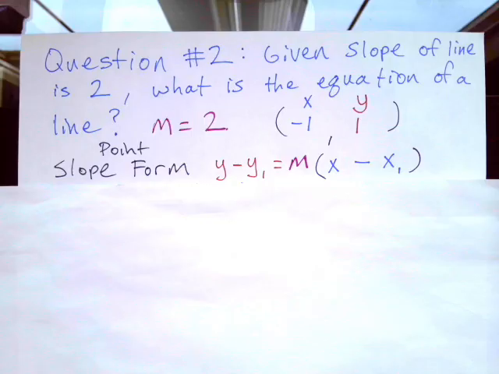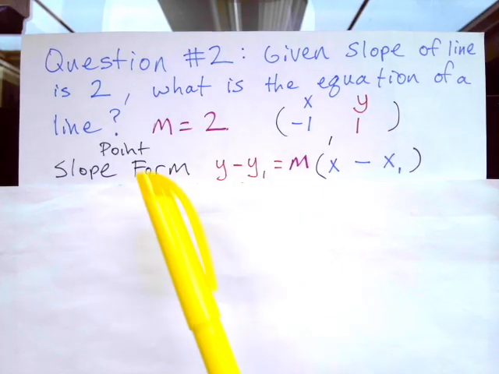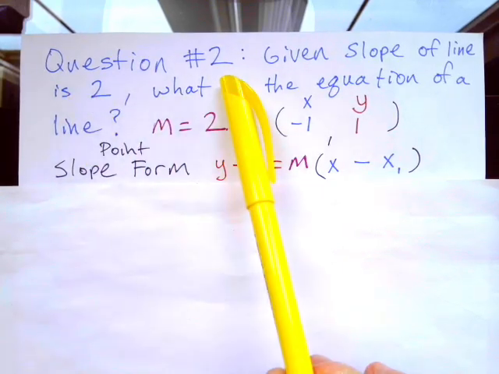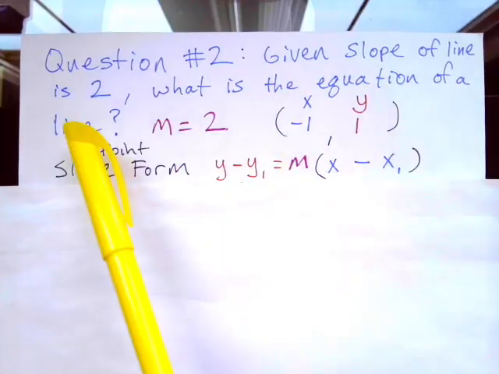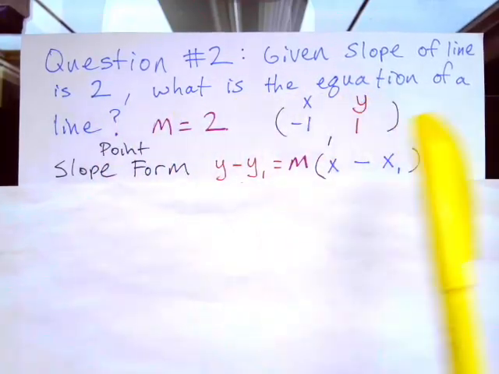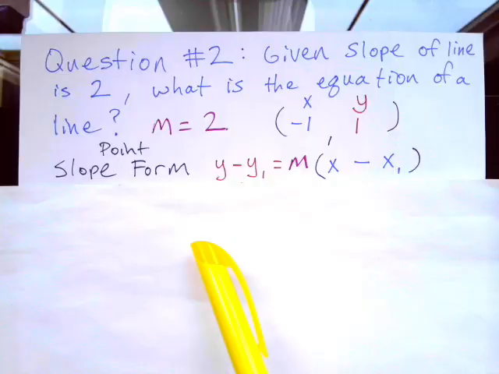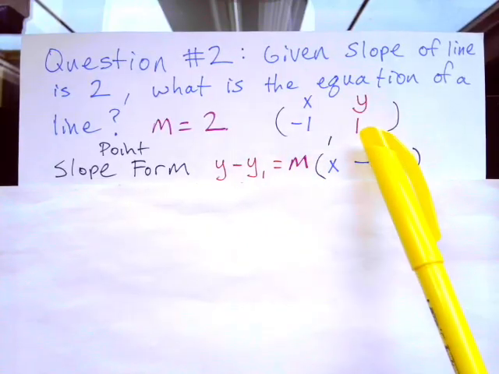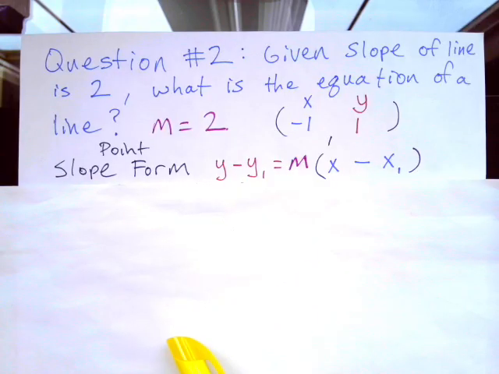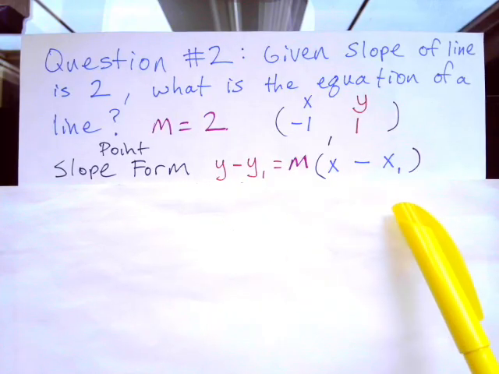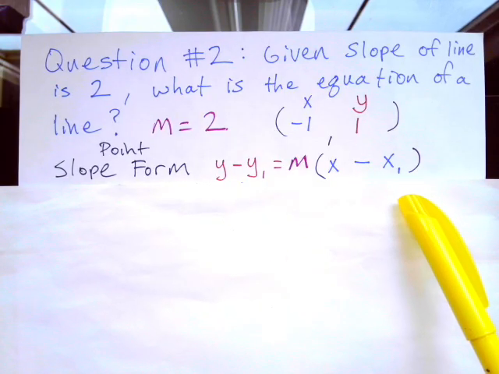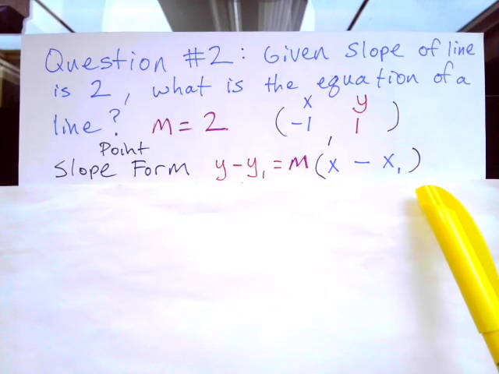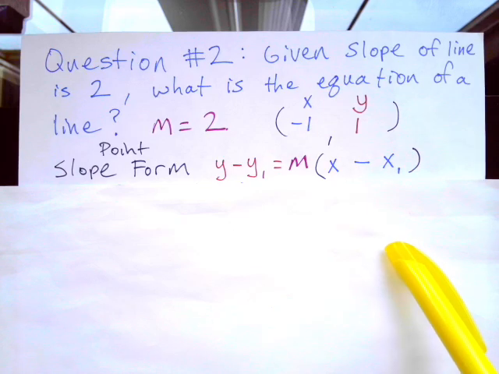So in this video 15, I'm showing you the second way to answer this question number 2. Given the slope of a line is 2, what is the equation of the line? And remember, in the original question, they gave us a graphed line with ordered pairs -1 and 1, and a second ordered pair with just the value of x, which was 5. We found out later that the y value was 13.